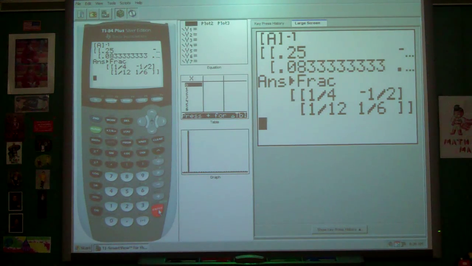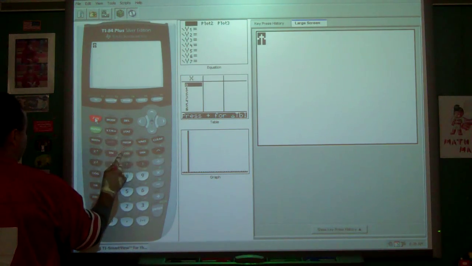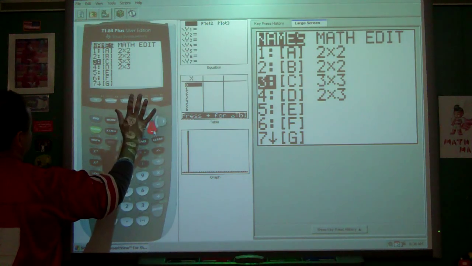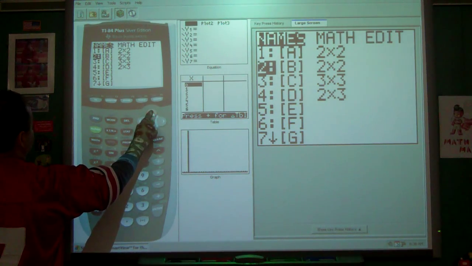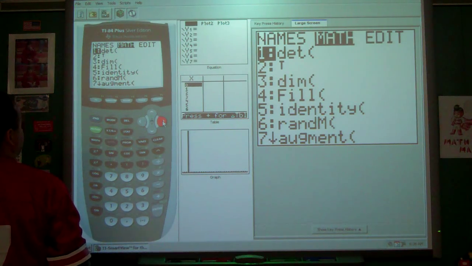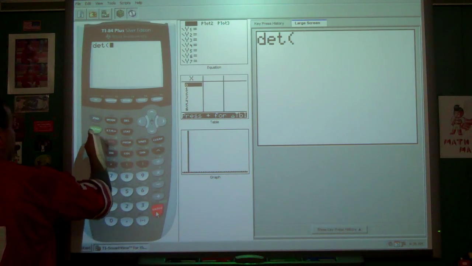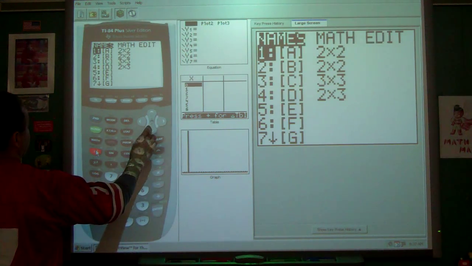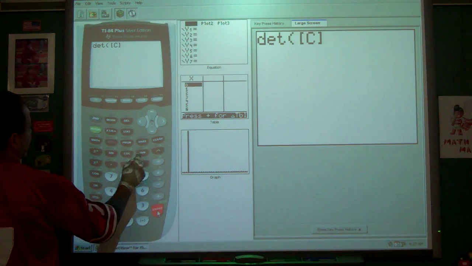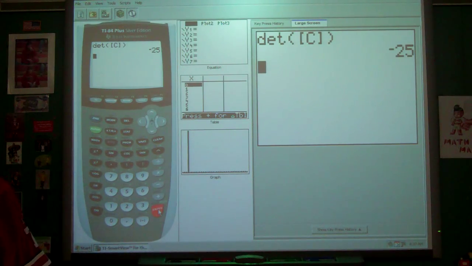Let's find the determinant of C, everybody. That took a while. My bad. You gotta go to math. We want the determinant. Everybody see it? So matrix math, and then whichever one we wanted, we're gonna pick C this time, because that's the longest process. It's good to get in the habit of closing things off. Determinant of matrix C, there it is.